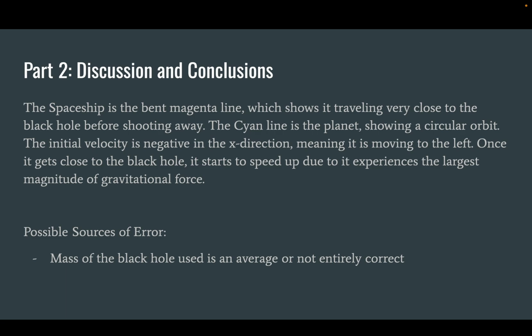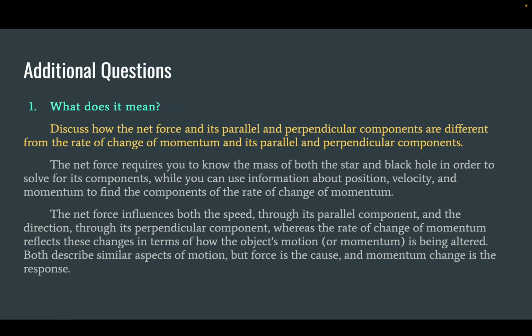Possible sources of error could be that the mass we used for our black hole was an average we calculated and could not be entirely correct. Additional questions. For number 1, we were asked to discuss the difference between the parallel and perpendicular components of net force and change in momentum. These values are actually equal, but the net force cannot be calculated without the mass of both the star and black hole. The components of change in momentum, however, can be calculated using information about position, velocity, and momentum.